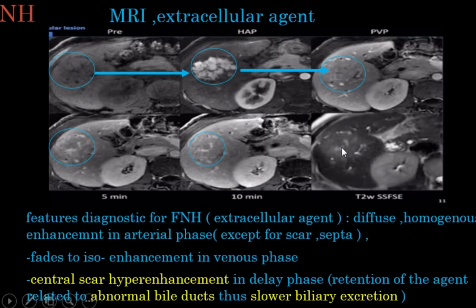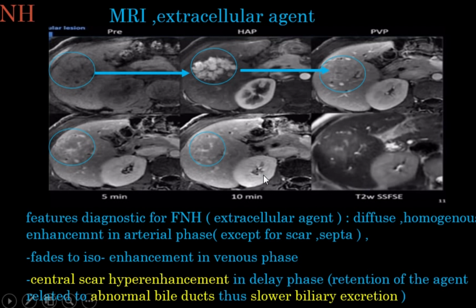Here's MRI. This type is an extracellular agent. Again, there is enhancement. This is pre-contrast. After contrast, there is enhancement, except for the central scar. In the portal phase, again, it's iso to the surrounding. By 5 minutes and 10 minutes, there is enhancement of the scar. Why? As I said, because it has malformed bile ducts.